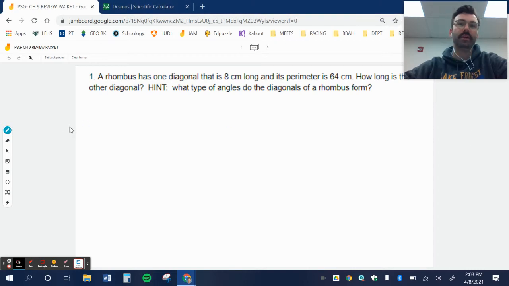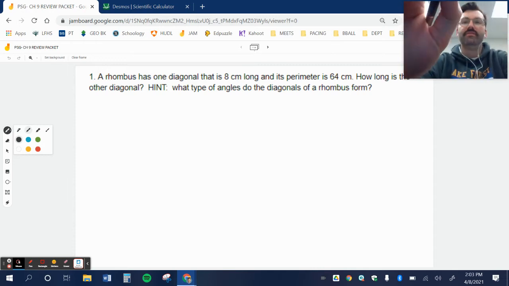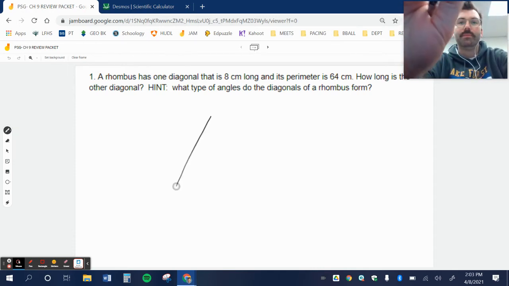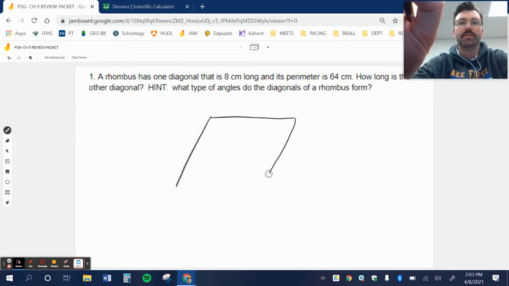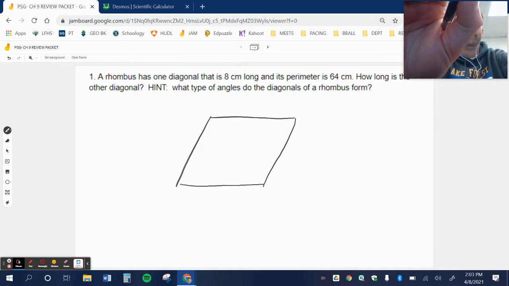Let's go. Here we go, number 1 of the Chapter 9 review packet. A rhombus has one diagonal that is 8 centimeters long. Perimeter is 64. How long is the other diagonal? So what I'm going to do here is draw myself a little rhombus, and I'm going to draw my diagonals.